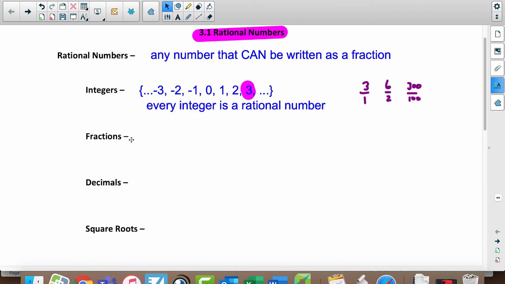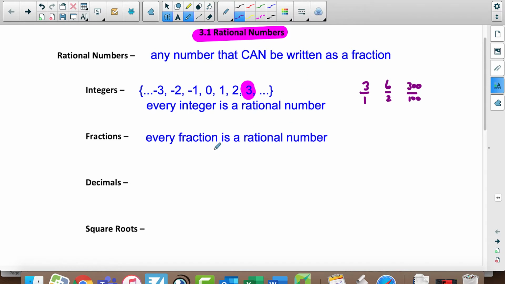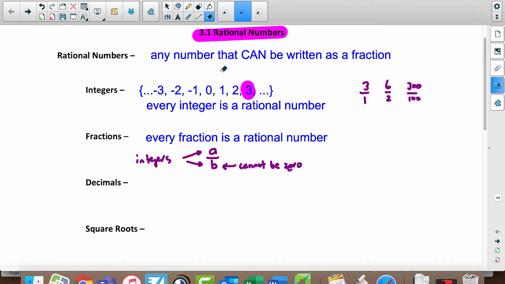Okay, how about fractions? Are they rational numbers? That's a ridiculous question. I just said rational numbers are any number that can be written as a fraction, so fractions must be rational numbers. Any number that can be written in this form, a over b, is a fraction, except the b here cannot be 0. Why? Because you can't divide by 0. I think I've probably told you that already. And both numbers, a and b, have to be integers. So every fraction is a rational number.